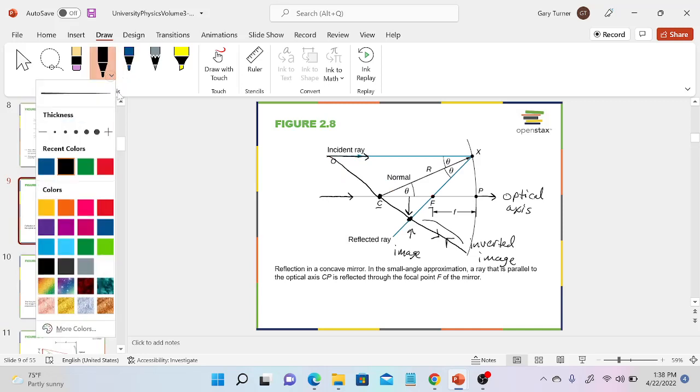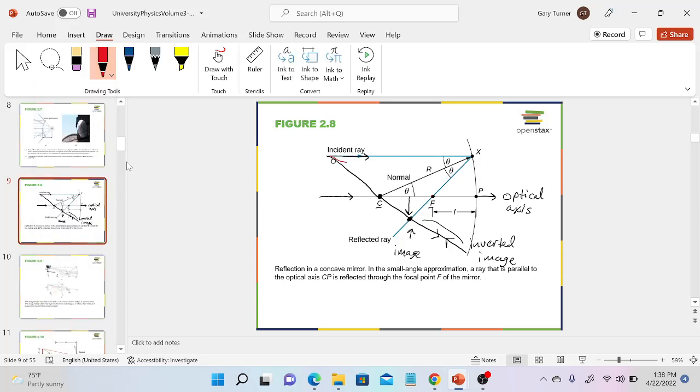But in any case, if you have a ray that is initially going through the focal point, it will hit the mirror at such an angle that it gets reflected parallel to the optical axis. Okay, so you technically only need two of these rays. Where they intersect is where your image is going to be. And then you can say a number of things about it.